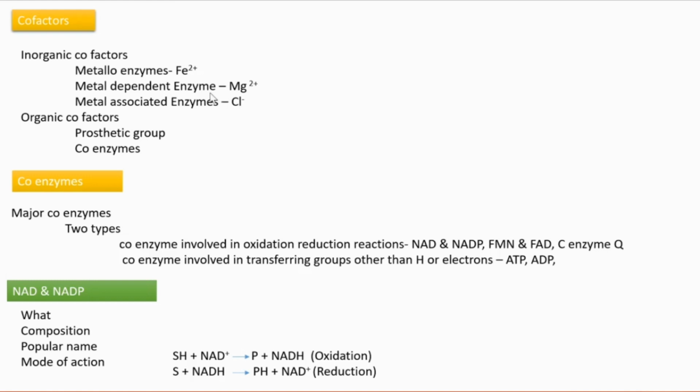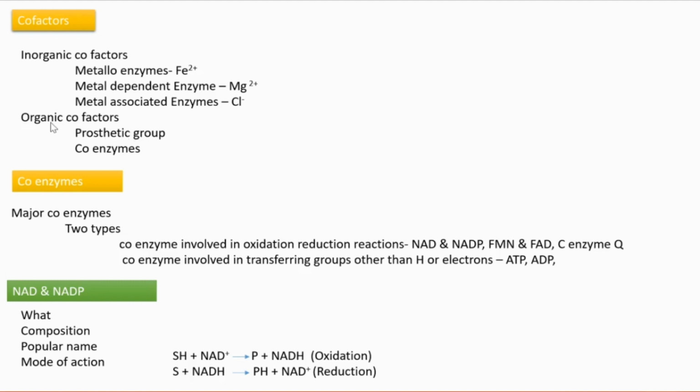Then metal-dependent enzyme. In this case, the metal is loosely associated with the enzyme, but its presence is necessary for the catalytic function. Example is magnesium. Then metal-activated enzymes. Metal-activated enzyme means these enzymes get activated only in the presence of metals. Example is chlorine.